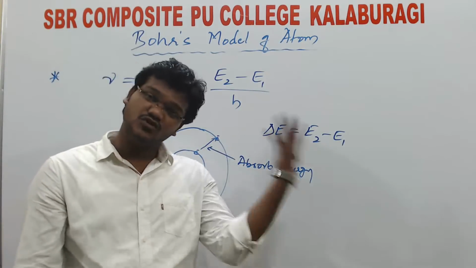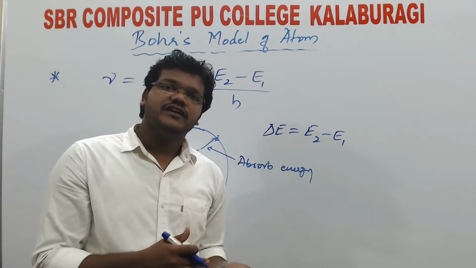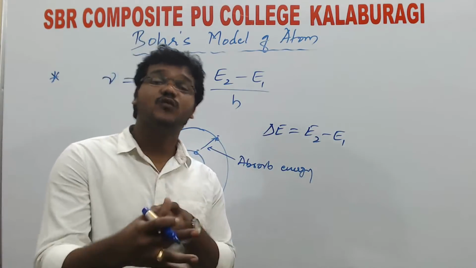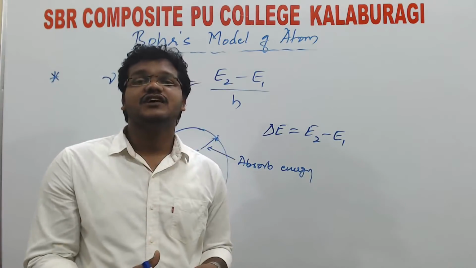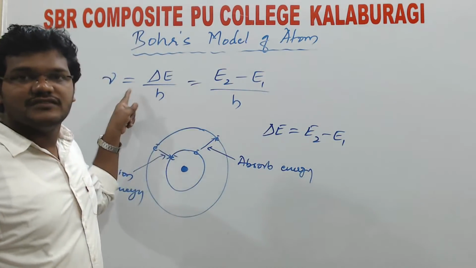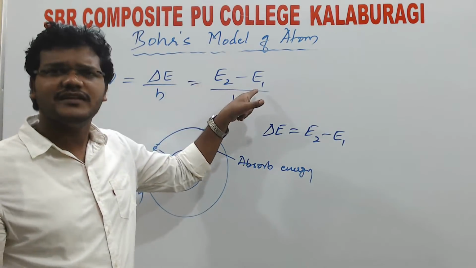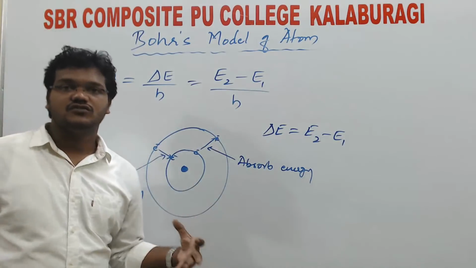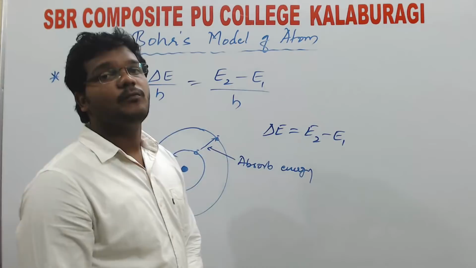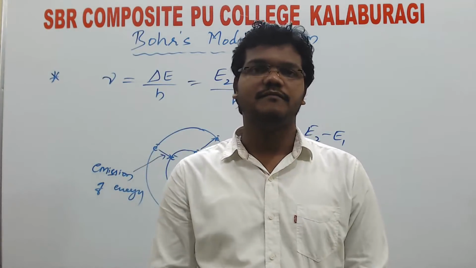And the fourth one was this one. When an electron jumps to a higher energy state, energy is absorbed. When it comes back to a lower energy state, energy is emitted. So the frequency associated with the energy of that radiation is expressed in this term. Nu is equal to delta E by h. That is, delta E is nothing but E2 minus E1. So this shows the energy of one electron. Okay? So these are the postulates of Bohr's atomic model.